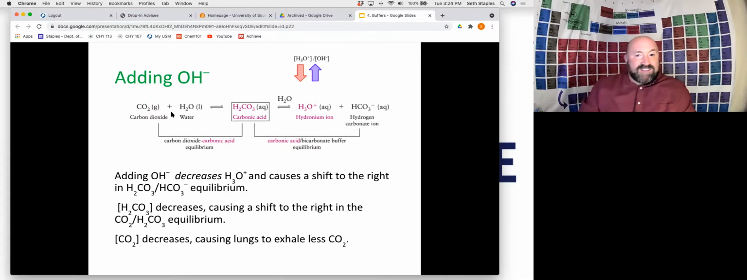If some OH- is added, that's going to cause us to shift over this way. And when that happens, it means that our carbon dioxide amount is going to decrease, and so we're just going to exhale less CO2. That's one of the ways that it's all interrelated into all of our systems.